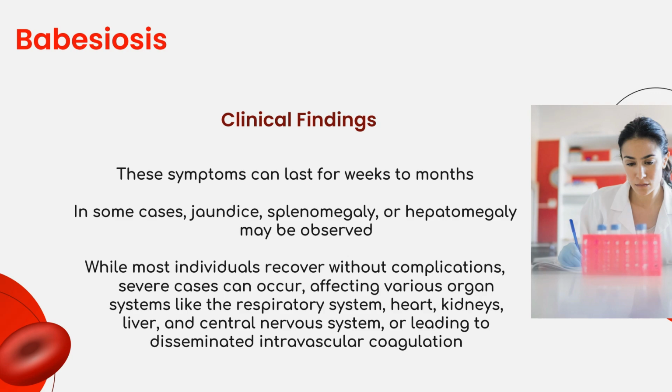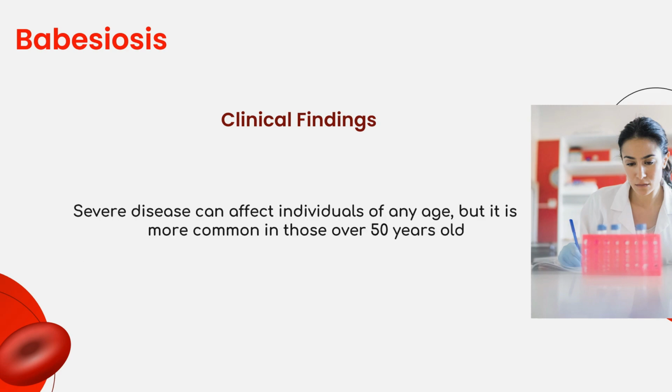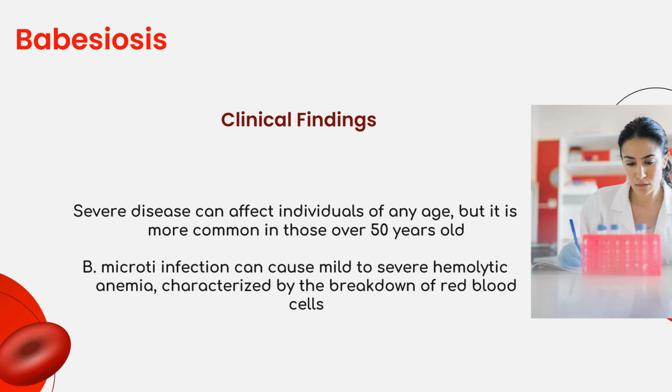This can involve various organ systems, such as acute respiratory failure, congestive heart failure, renal shutdown, liver failure, central nervous system involvement, or disseminated intravascular coagulation. Severe disease can affect individuals of any age, but it tends to be more common in those over 50 years old. Additionally, Babesia microti infection can lead to mild to severe hemolytic anemia.